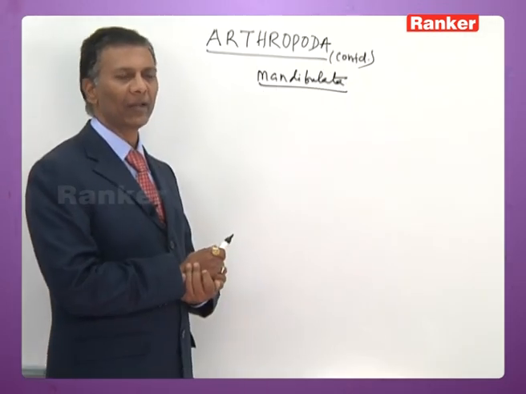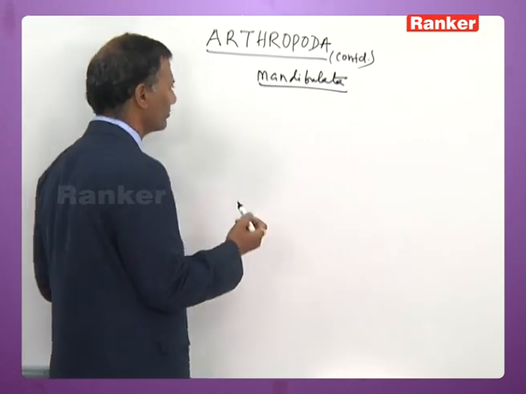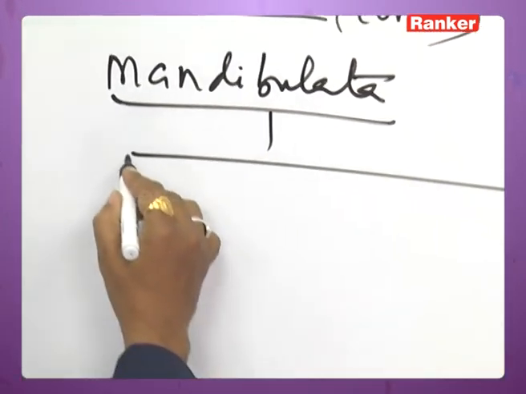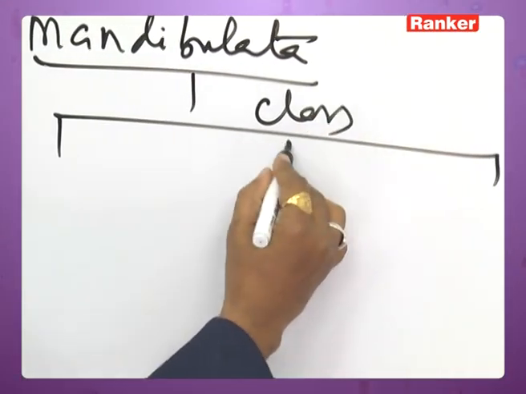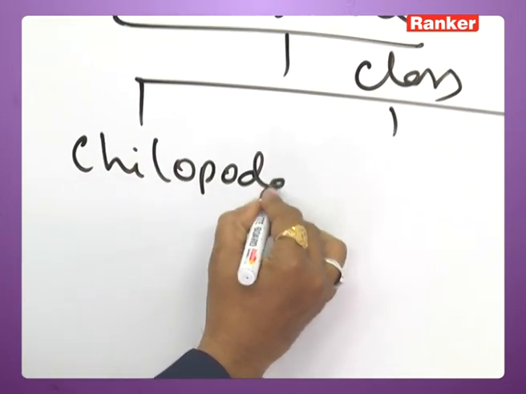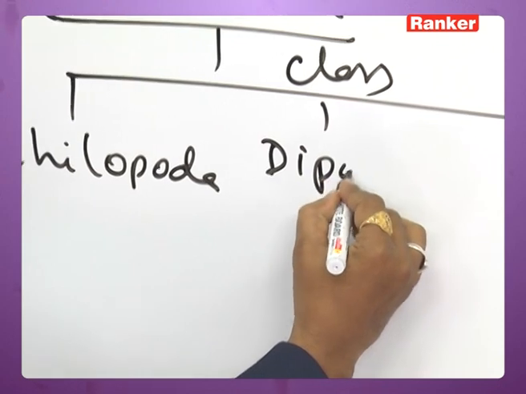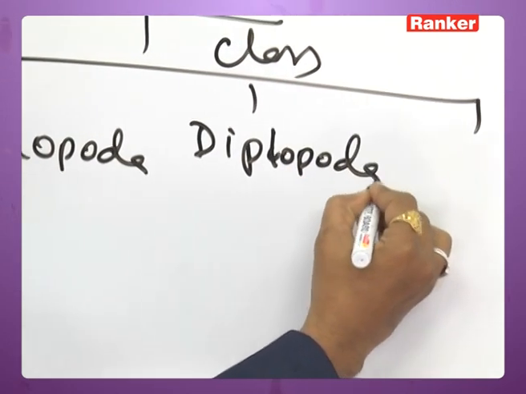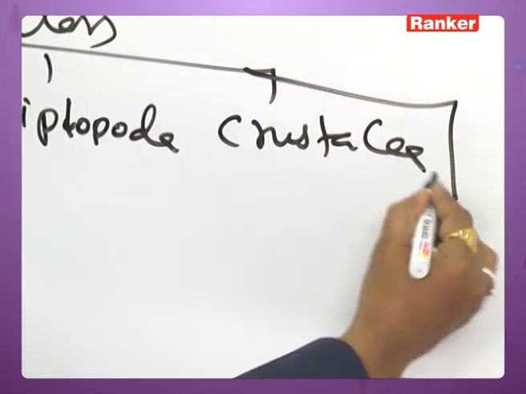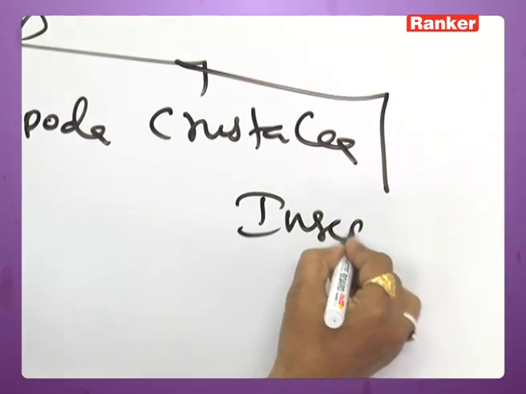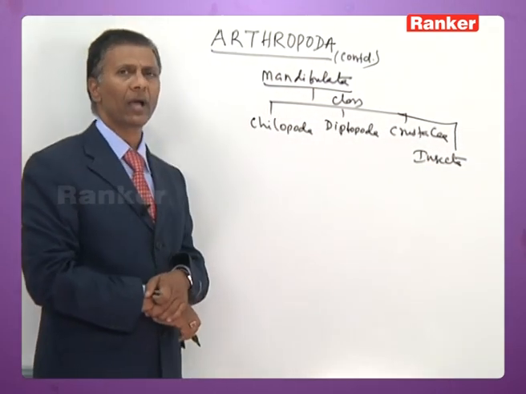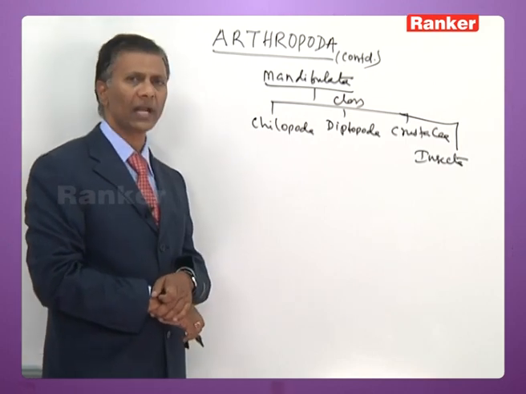The subphylum Mandibulata is divided into classes: class Chilopoda, class Diplopoda, class Crustacea, and class Insecta. So it's divided into four classes: class Chilopoda, class Diplopoda, class Crustacea, and class Insecta.